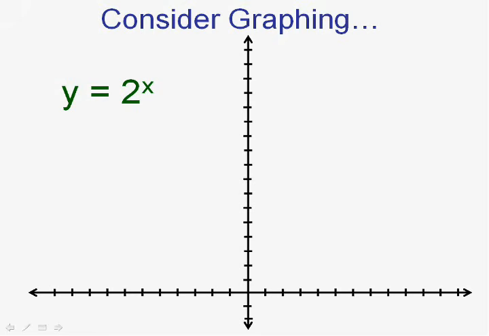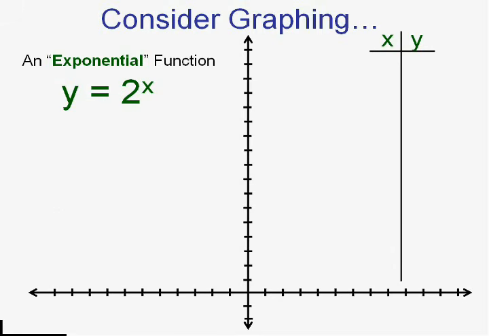Once again, let me tell you that since the x is in the exponent, we're going to call it an exponential function. Now let's see, for instance, if we plug in a 1, y will equal 2 to the 1st, right? Or 2. And the point (1, 2) is right there. If we put in a 2, y will equal 2 to the 2nd, or 4.